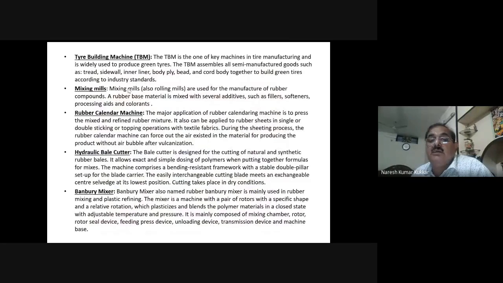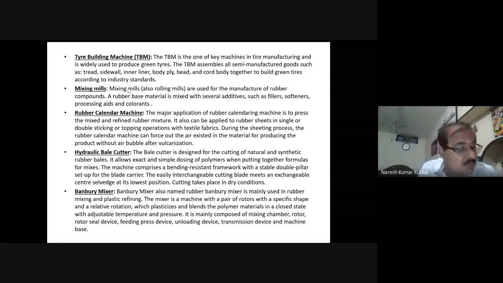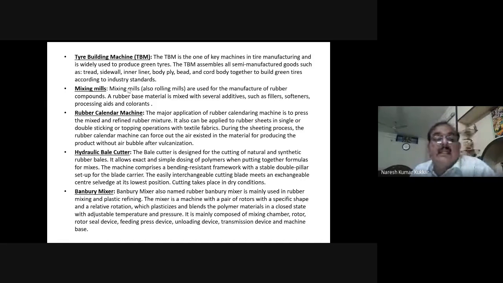The tire building machine is one of the key machines in tire manufacturing and is widely used to produce green tires. Then there is a mixing machine, the mixing mill, then rubber calender machines. A hydraulic bale cutter is there, and a Banbury mixer is there. These types of machines are usually found in the rubber industry.